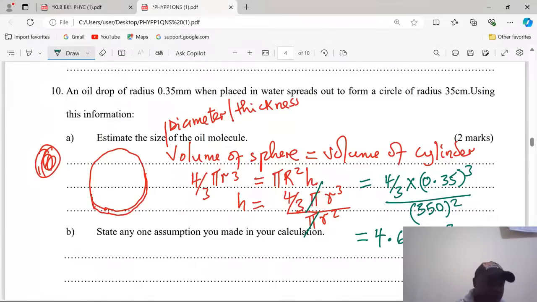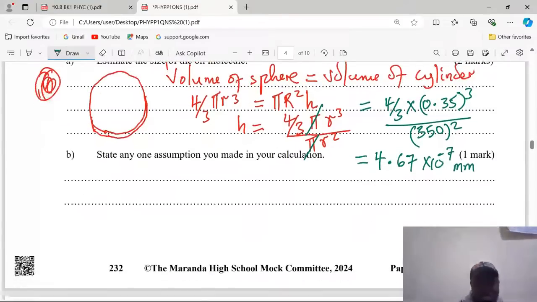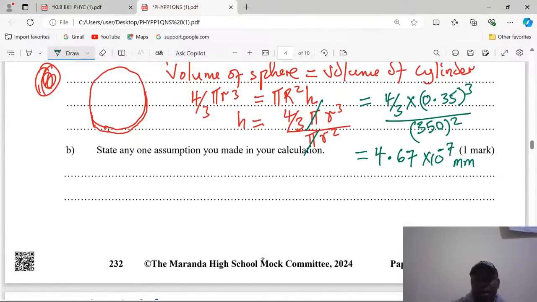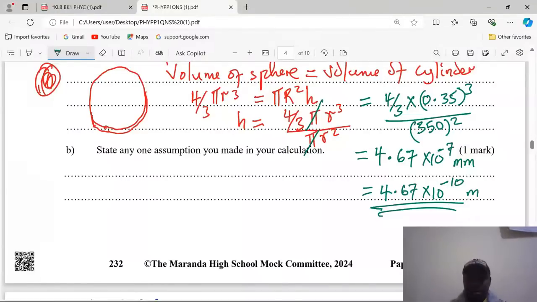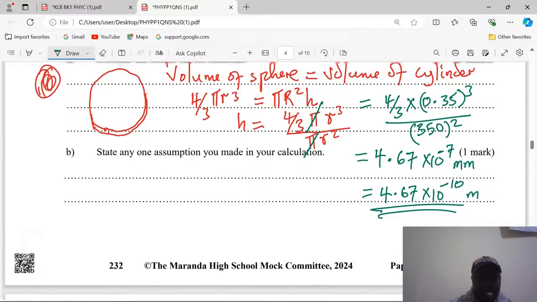But we can be told to express our value in SI units, whereby we will be required to say 4.67 times 10 power negative 7. When we divide by 1,000, it will become negative 10 meters. So it can also be written in SI units as 4.67 times 10 power negative 10 meters.